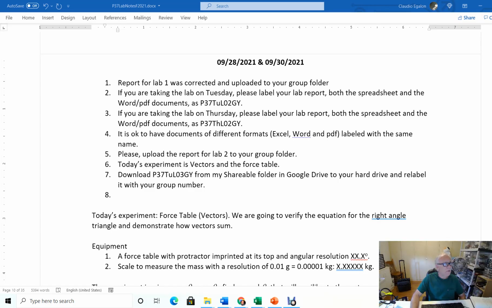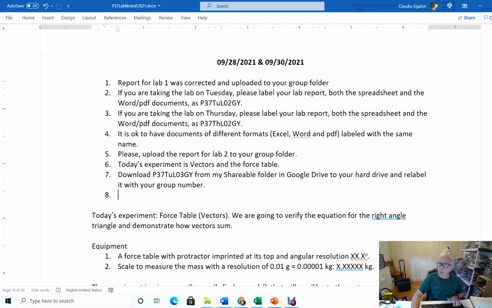Hello, this is the lab for the 28th of September 2021 and the 30th of September 2021, the Tuesday and Thursday lab of LA Harbor College Physics 37 course.